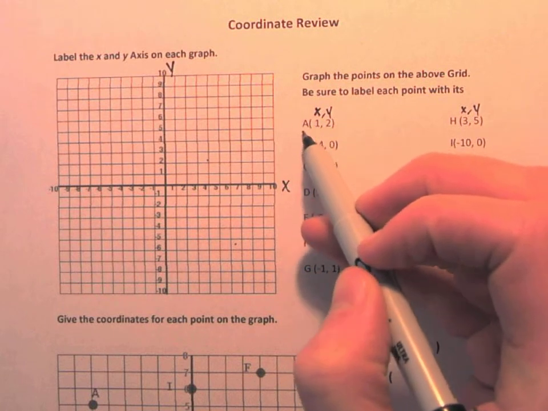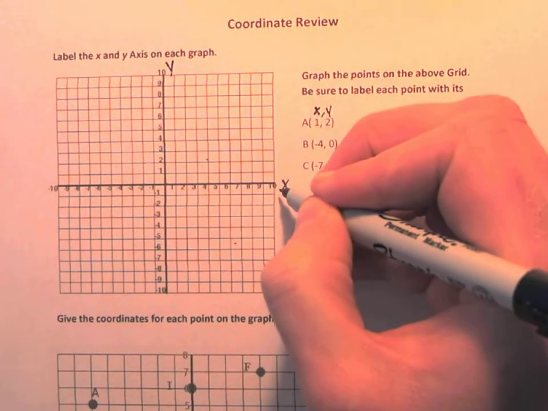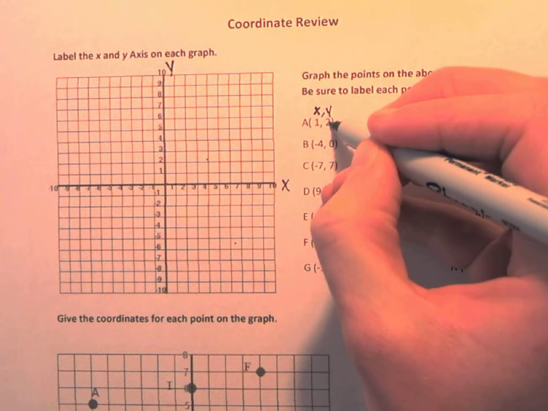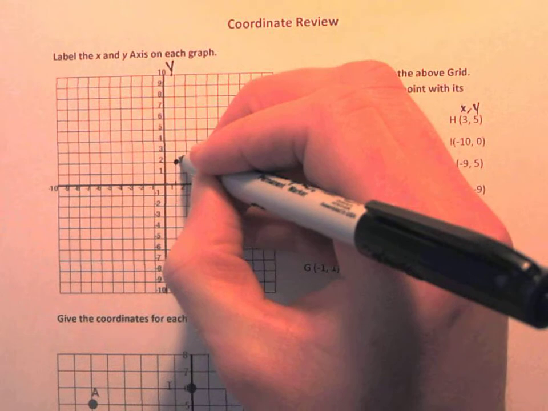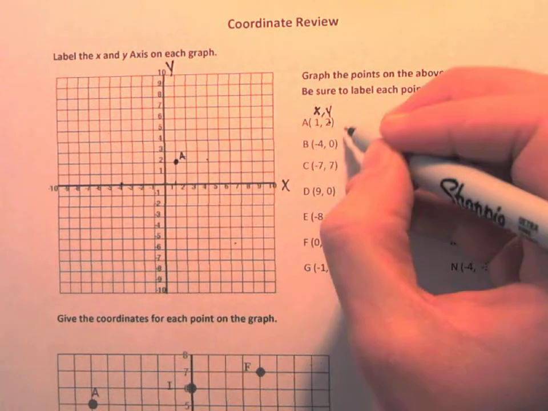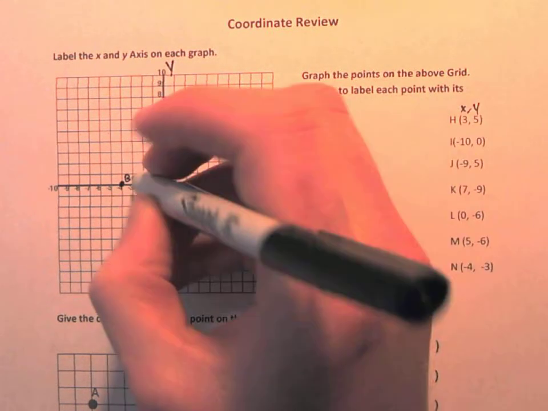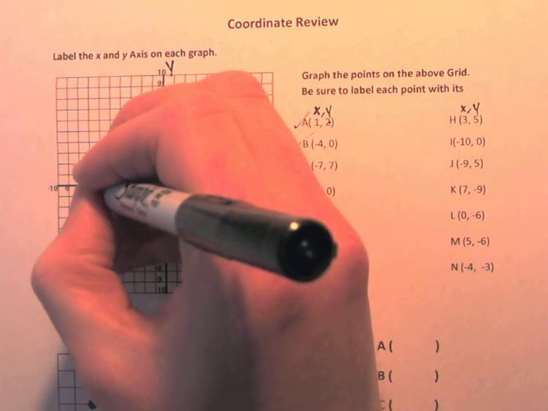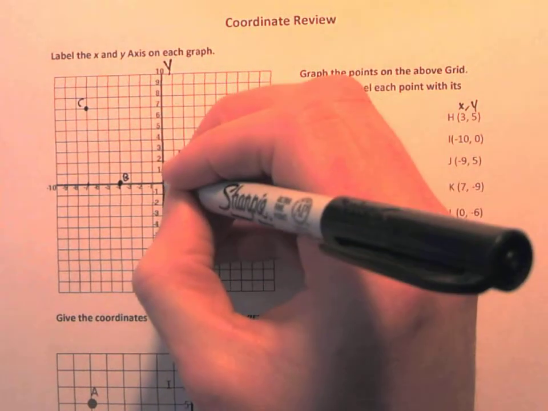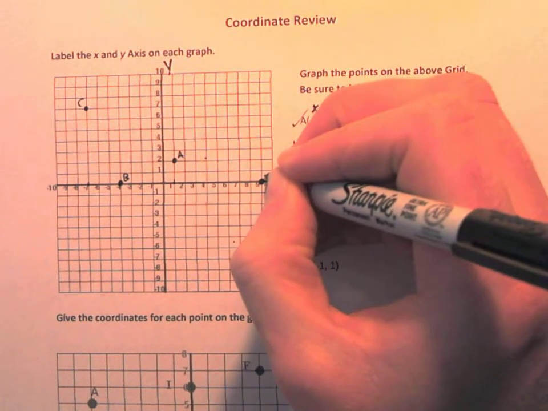So if you want to find out where the point A is, it's 1, 2, where you go on the horizontal one first, and then you either go up or down from there. So 1, and then we go positive 2, up 2 from there, right there. So that's our A. B, negative 4, 0, we go negative 4 on the x-axis, and we don't go up or down any. So we put B there. Next one, C, negative 7, 7, we go negative 7 horizontally, and then positive 7 up. And then D, 9, 0. So we go 9 on the x-axis and 0 up or down.